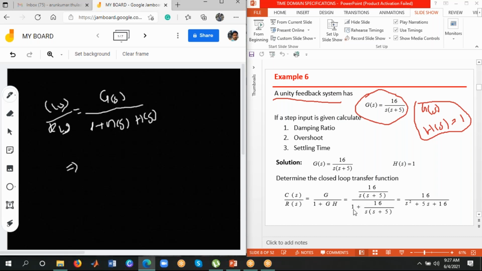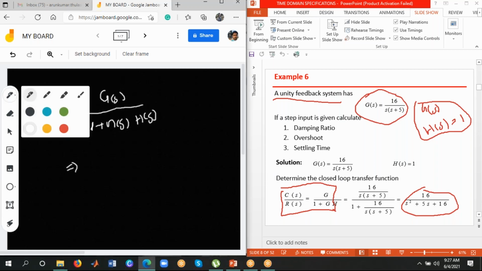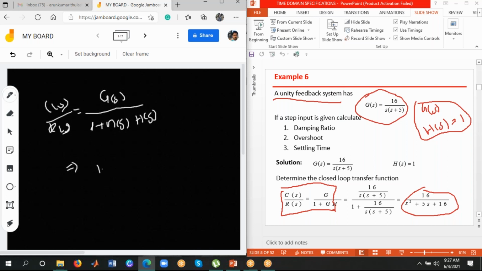So finally we write the transfer function in this way. This is the transfer function; remember it well. If the transfer function is not needed and you want the characteristic equation directly, then 1 plus G of s H of s equals 0. So this is the equation for the characteristic equation.